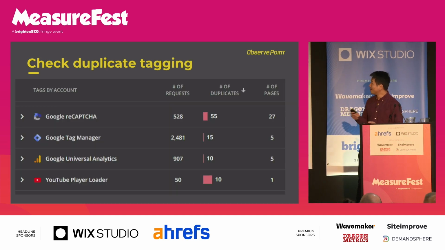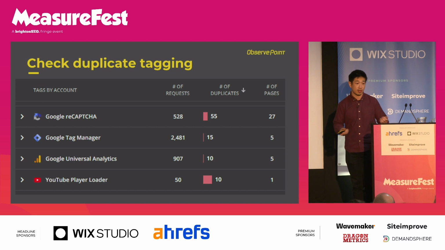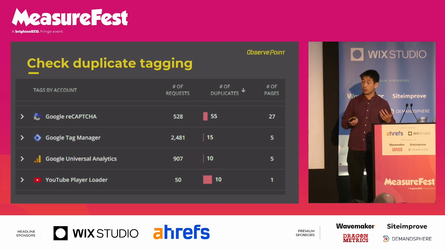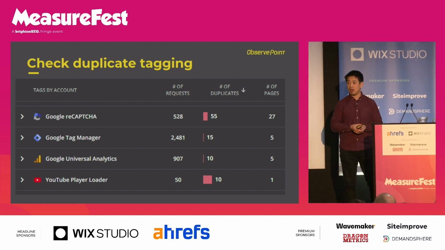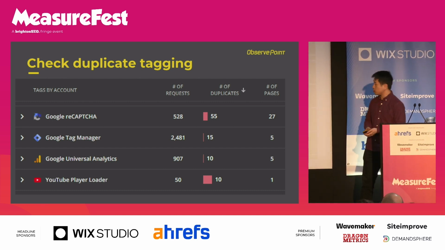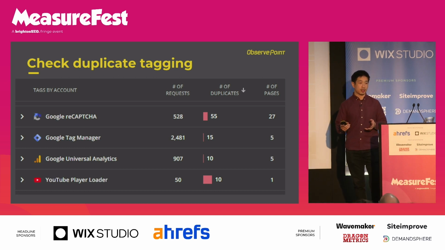OK, next one. Duplicate tagging. Again, this has been touched on. So firstly, duplicate tagging takes load time. Many of our customers are now on mobile devices. They might be in the sticks with poor connections, right? So you want to minimize what's loading. But secondly, you want to catch duplicate tagging because you don't want to double count your metrics.